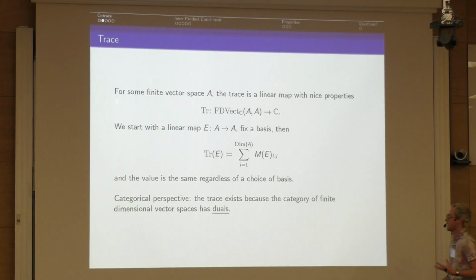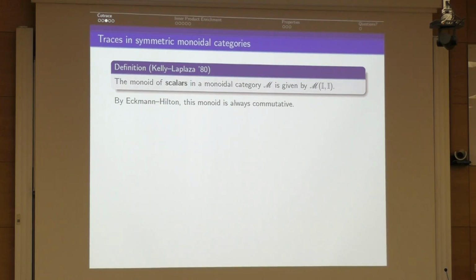So about 40 years ago, I came across this categorical perspective, which is that the trace exists because the category of finite dimensional vector spaces has duals. Firstly, we need some categorical notion of scalar, and a scalar is just given in a monoidal category by all the maps from the unit object to itself. This is always a monoid because you can compose, and it's always commutative because there are two ways to compose: you can use the tensor or the composition.